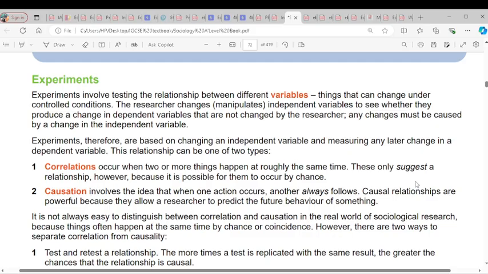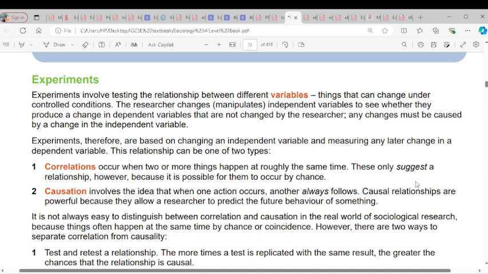So the researcher changes the independent variable to see whether it produces a change in the dependent variable, which is not changed by the researcher. Any changes must be caused by a change in the independent variable. So researchers try to find out the correlation between events or situations, or the causation of events or situations. That is why we talk about experiments. So we start with correlation. Experiments are therefore based on changing an independent variable and measuring any later change in a dependent variable.